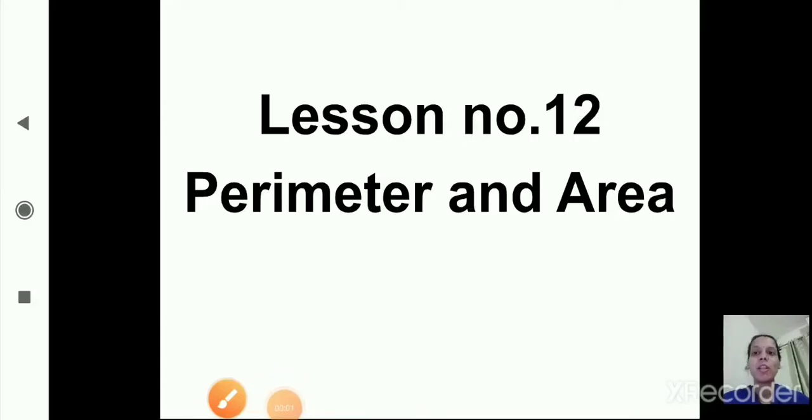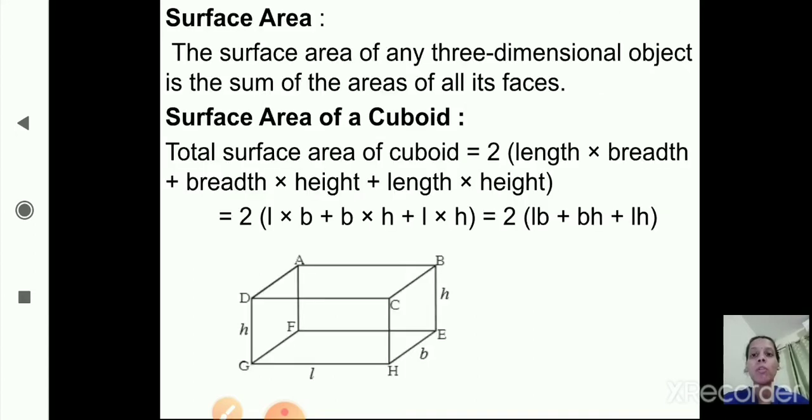Students, we are on lesson number 12, perimeter and area. In the previous session we have completed question number 1 and question number 2 from practice set 47. In that we have studied the formulas to find the total surface area of a cuboid and the total surface area of a cube, right? So once again we will see the formulas, then we will start with practice set 47.